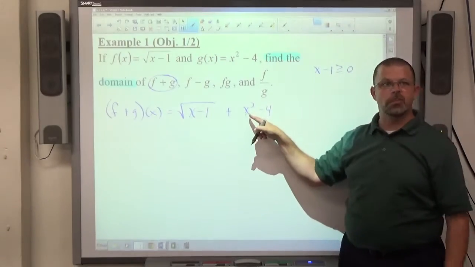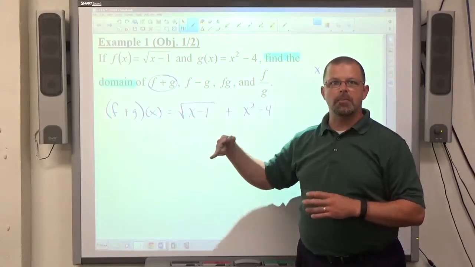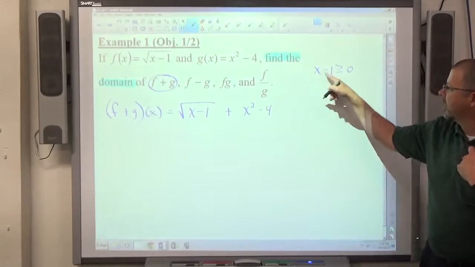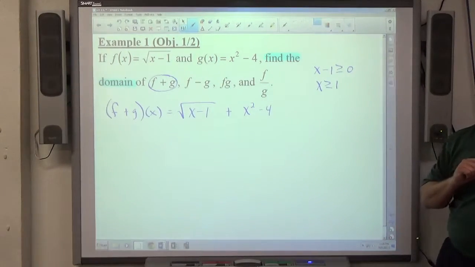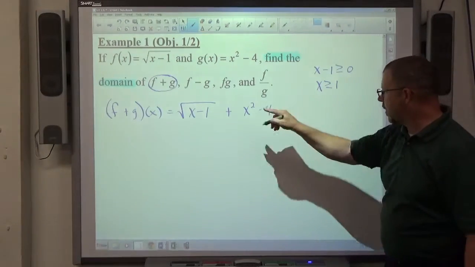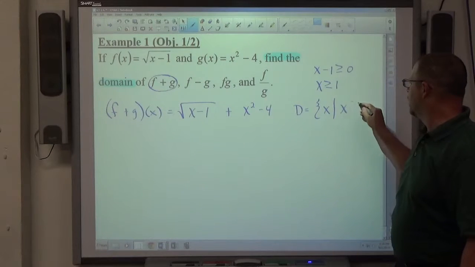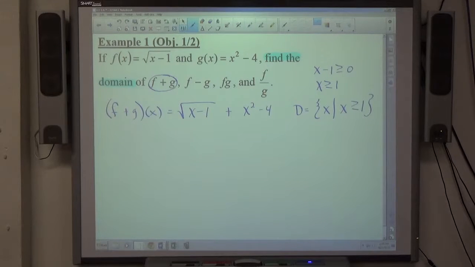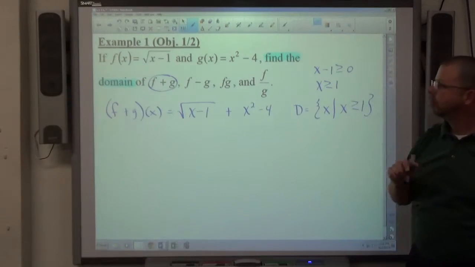So even though this x squared is just being squared, that's fine. The fact there's a square root in this problem means that to find the domain of this function, I have to find the domain of this piece. So I take the radicand, set it greater than or equal to 0, and solve: x is greater than or equal to 1. So my domain for f plus g equals the set of all x values such that x is greater than or equal to 1. And that's what domain is. It's what it was before, it's just now we have to create these new functions off of other functions.